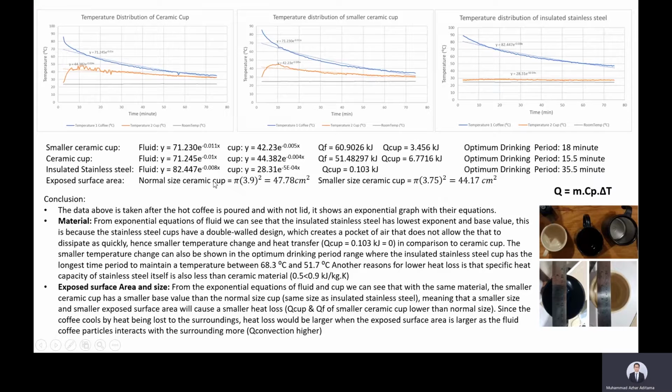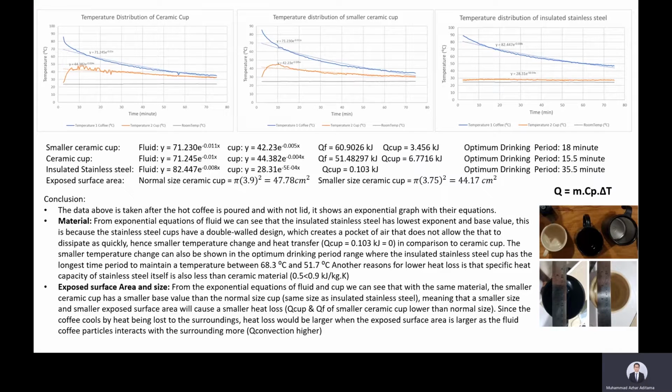You can see that this effect has made the smaller ceramic cup have a smaller rate of temperature change, and therefore it has caused the heat transfer, the heat loss, for the smaller ceramic cup to be less in comparison to the normal size ceramic cup, as you can see from the values here.